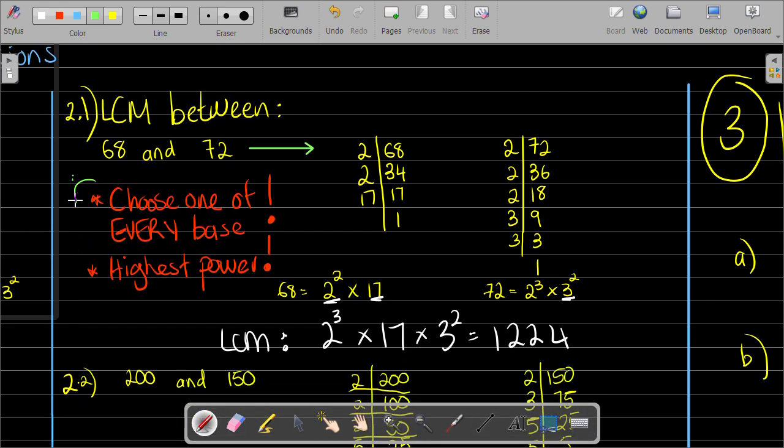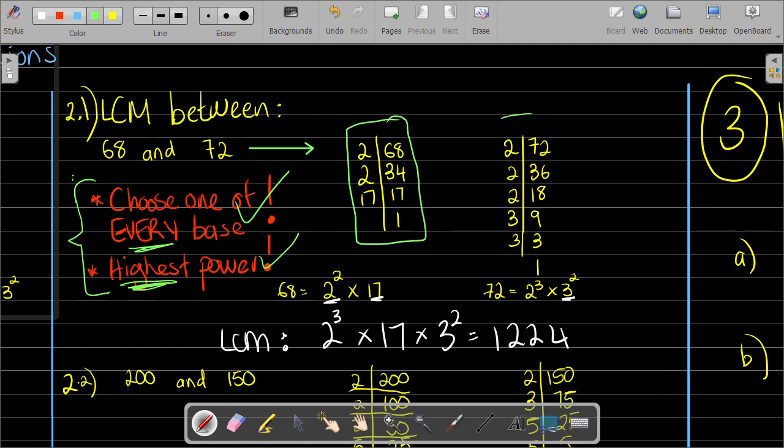Something is very important over here, and that is that we need to choose one of every base this time. Every base, not just the common ones. And for the bases that we choose, we need the highest power. Not the lowest power, which is what happened in the HCF. So we do this again, do that well in the test. You get all your hard work out of the way, right?